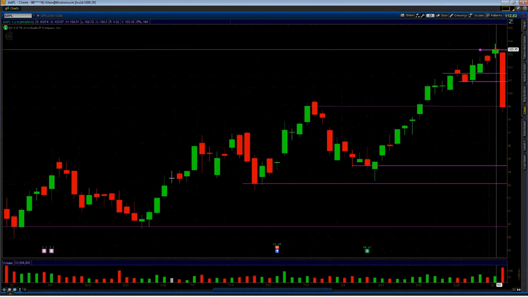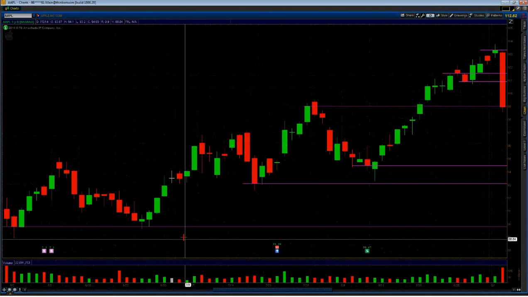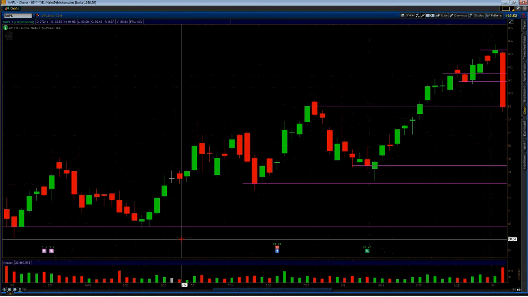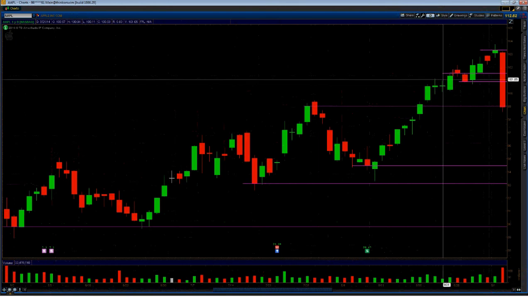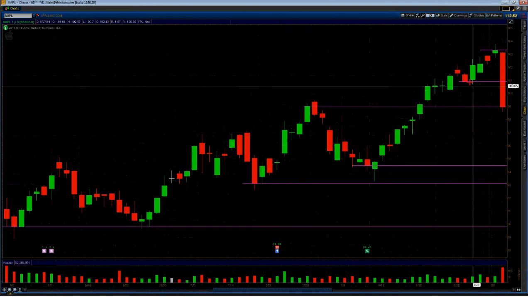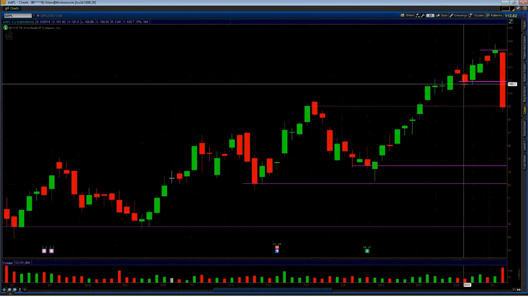What are we doing here? Besides going, man, that kind of sucked for them calls we bought. Well, this prior swing high would be no good anymore. But what's this right here?